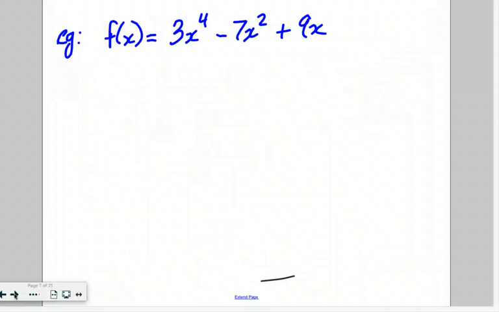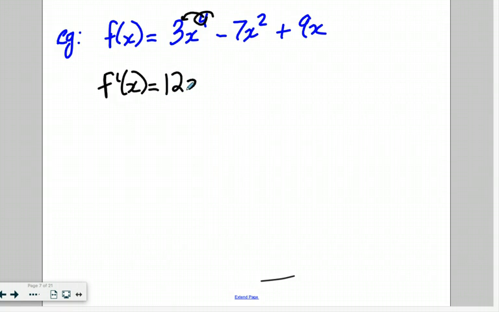So for instance, we have this function f of x, where f of x is 3x to the power of 4 minus 7x squared plus 9x. We've got 3 terms there, and we can use the power rule to evaluate each of them. So our derivative, f prime of x, using the first one, we'll take that 4, multiply it by the leading coefficient of 3, and that gives us 12x, drop the exponent by 1, and it's 3.